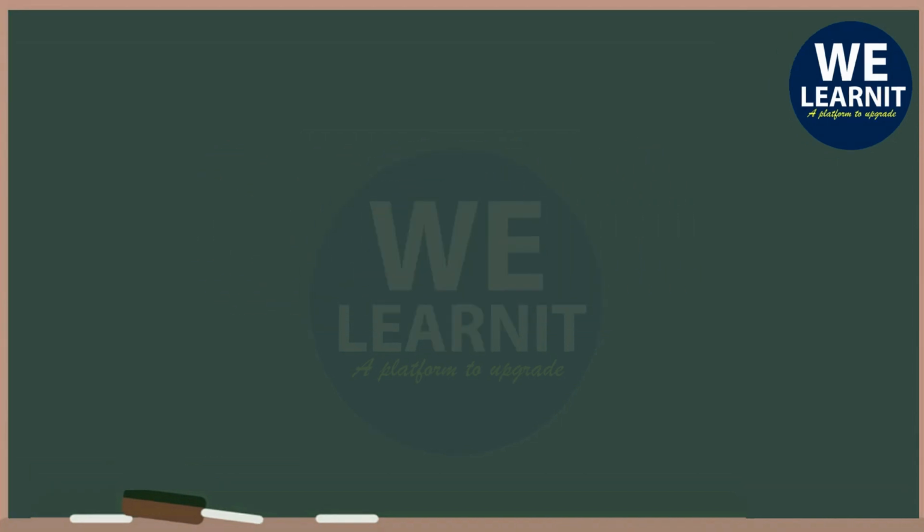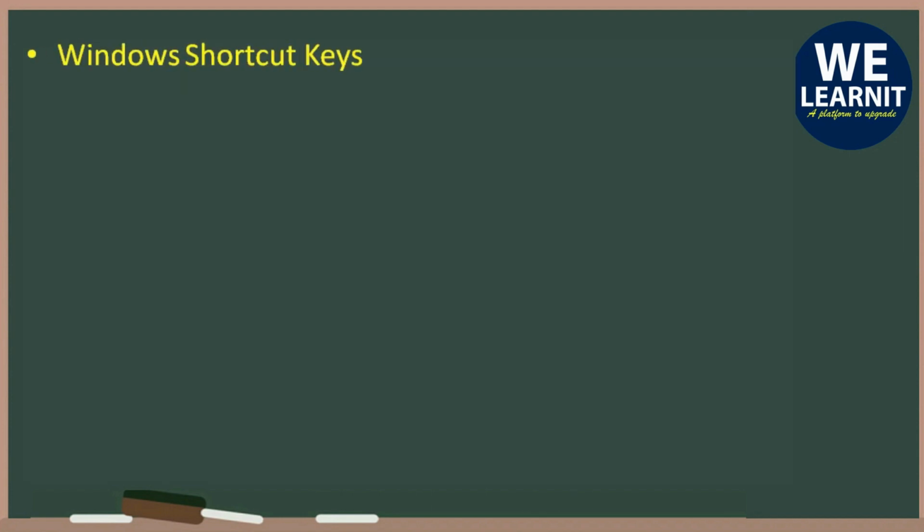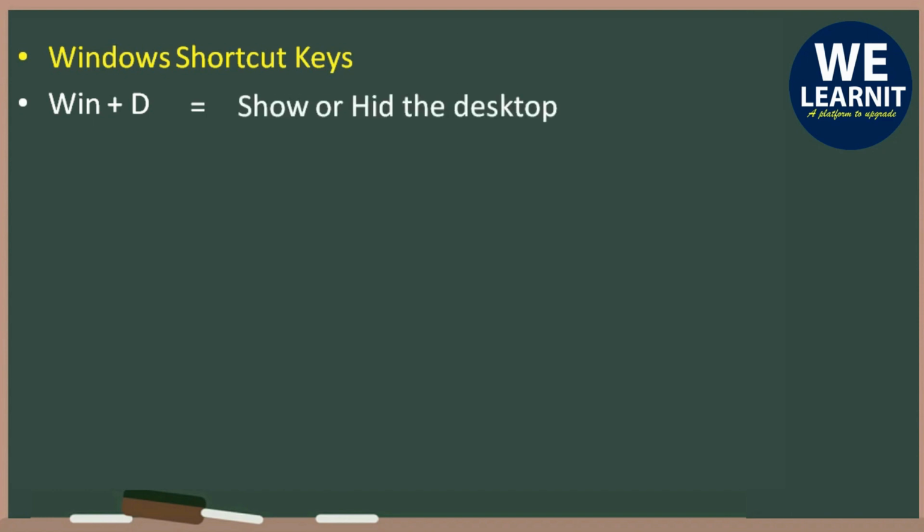So friends, let's start our next category, and that is Windows shortcut keys. In this list, the first key is Windows D. These keys are used to show or hide the desktop. So the moment I press Windows key and D together, whatever files, folders, browsers are presently open, everything will get minimized automatically. So I can directly go to the desktop.